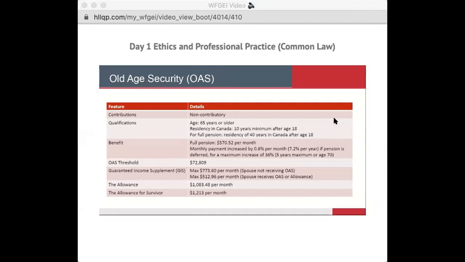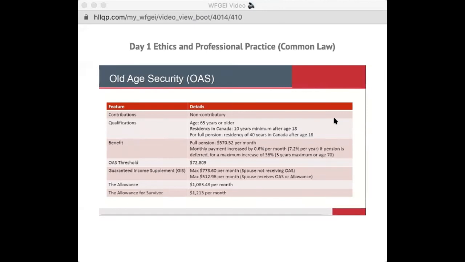Once you are on old age security and you are in a very low income bracket, usually less than $25,000, you can also qualify for GIS. If your spouse is not receiving OAS, you could get GIS on top of that. And if your spouse is receiving OAS, you get a little bit less. You need to be 65 to get OAS, and you need to be 65 or older to get GIS as well, and of course, you have very low income.